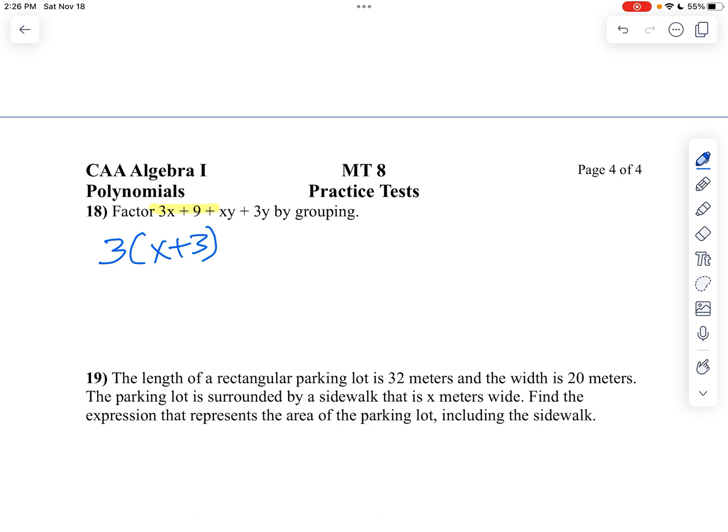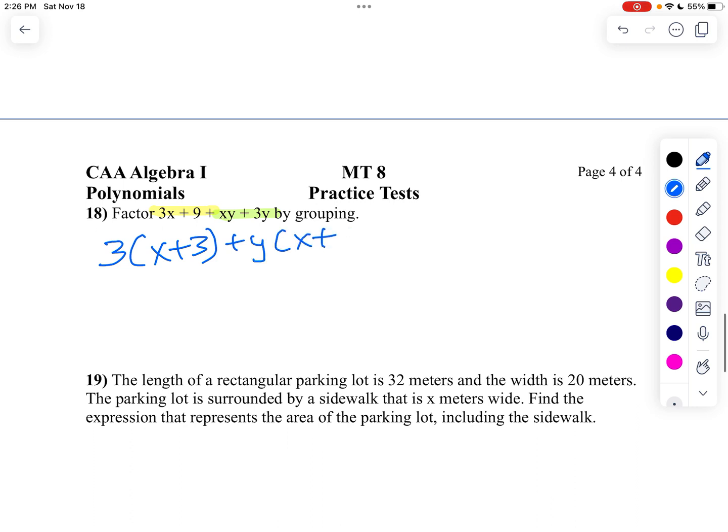And then we look at the second one. What goes into both of them? Well, y does. So you get plus y times x plus 3. Notice the x plus 3's are the same. So we're going to factor the x plus 3 out. What's left over is 3 plus y. And there we have your answer.